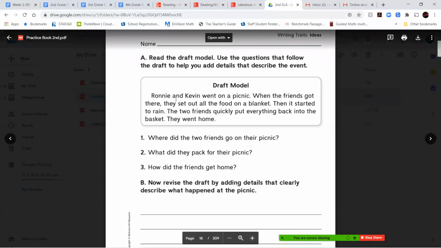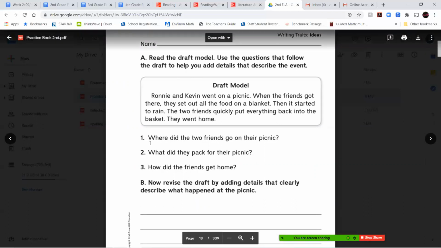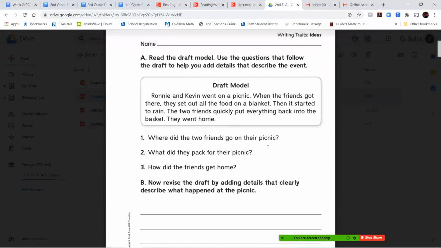So for this one, the draft model says, Ronnie and Kevin went on a picnic. When the friends got there, they set out all the food on a blanket. Then it started to rain. The two friends quickly put everything back into the basket. They went home. So this is just a very basic story. It doesn't tell you a lot of things. So they're going to ask you questions down here where you can fill in the answer underneath, or you can just write the answer on a piece of paper.